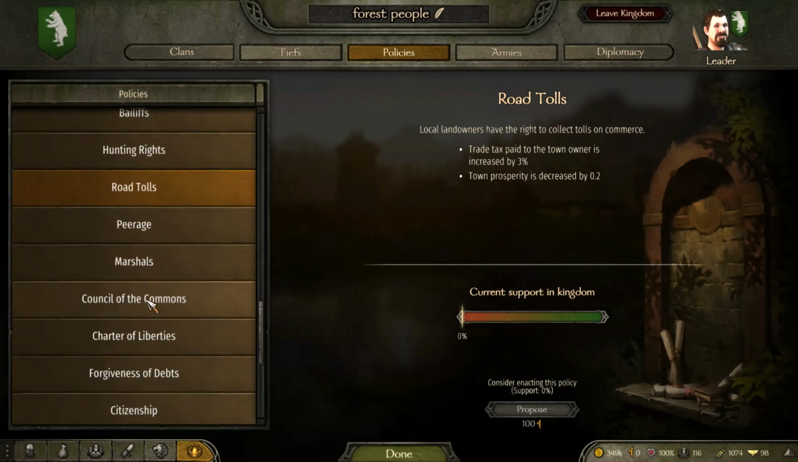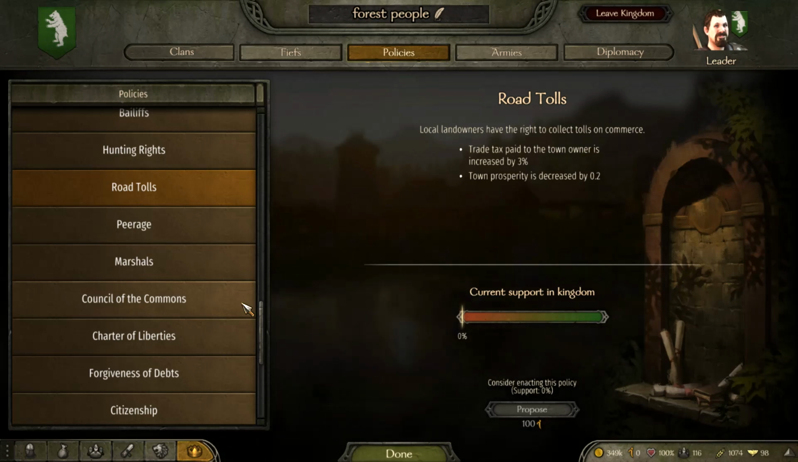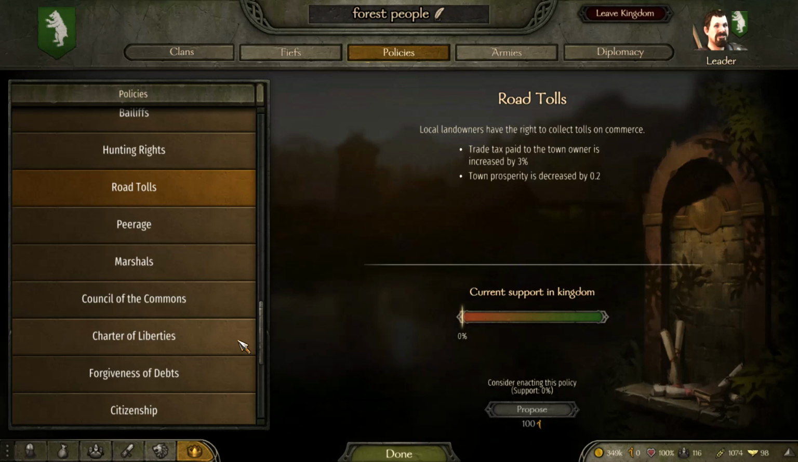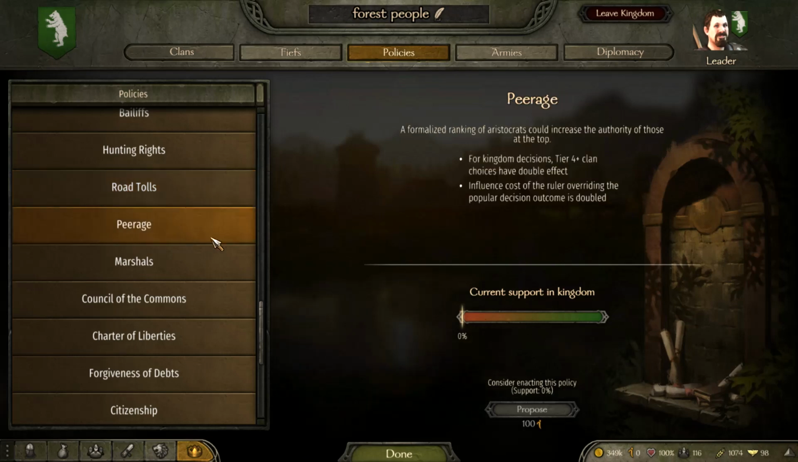We've got road tolls. So trade tax paid on the town to the town owner is increased by 3%, and town prosperity is decreased by 0.2. Again, it's only 0.2, so it's not actually that bad, and it's giving you 3% trade tax as well. So it's going to increase your money a lot more. As long as you've got your prosperity at somewhat of a decent level, and you're not getting just 0 per turn, but you're getting something positive, then that's not too bad. That's only taking away 0.2, so I would probably suggest that one.